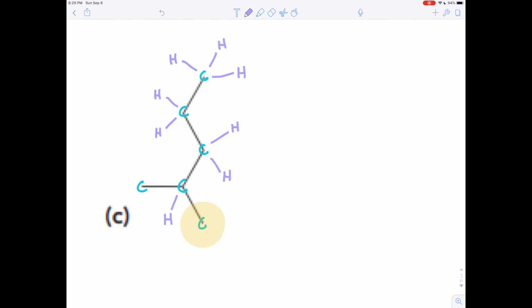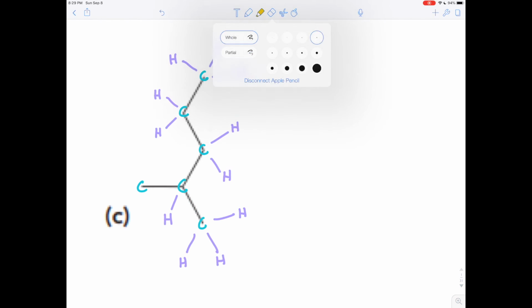At the bottom, that carbon has only 1 bond explicitly drawn to it. It needs a total of 4, so it must have 1, 2, 3 implied bonds to hydrogen around it. And the carbon at the left has only 1 bond explicitly drawn to it, but it needs a total of 4, so it must have 1, 2, 3 implied bonds to hydrogens around it. So that carbon is bonded to 3 hydrogens.